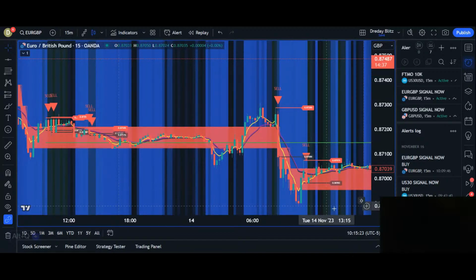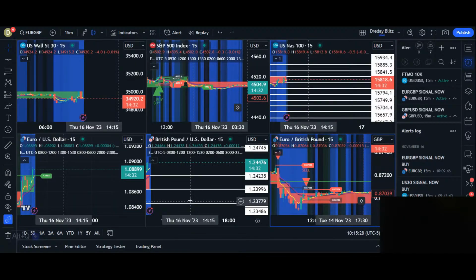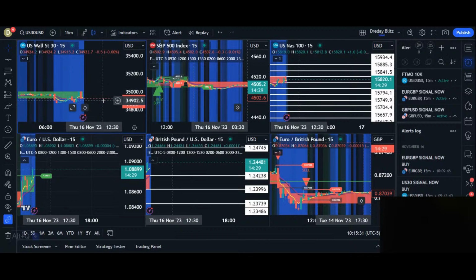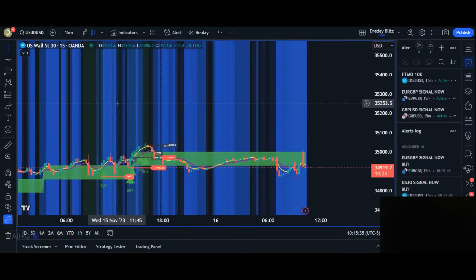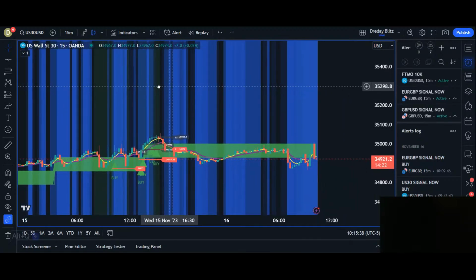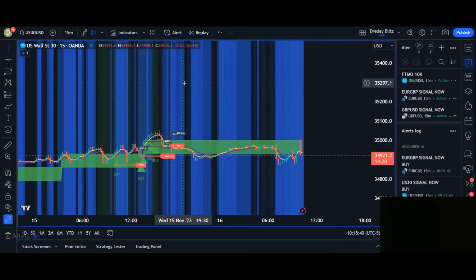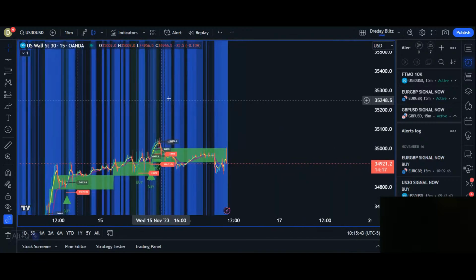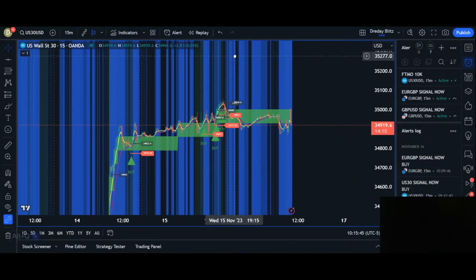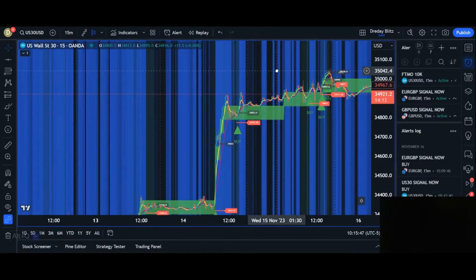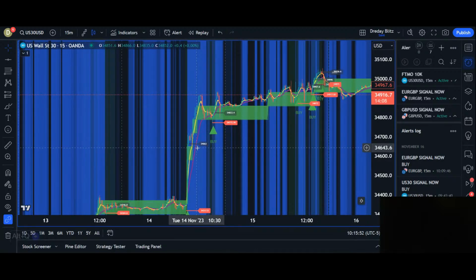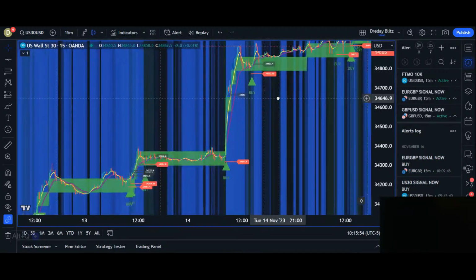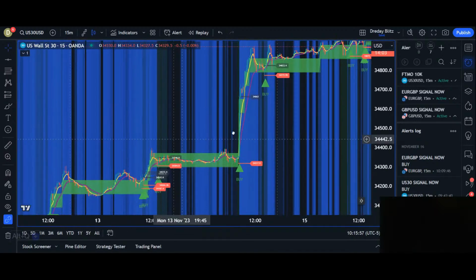US 30, you said the buy signal is still valid. Let me go back here. If there's a buy signal or notification for buy, we're still looking for buys. We're still looking for an uptrend. So, like I said, as long as it's following the trend, the only way that you're going to receive a notification for a buy is that the trend is in the same direction.